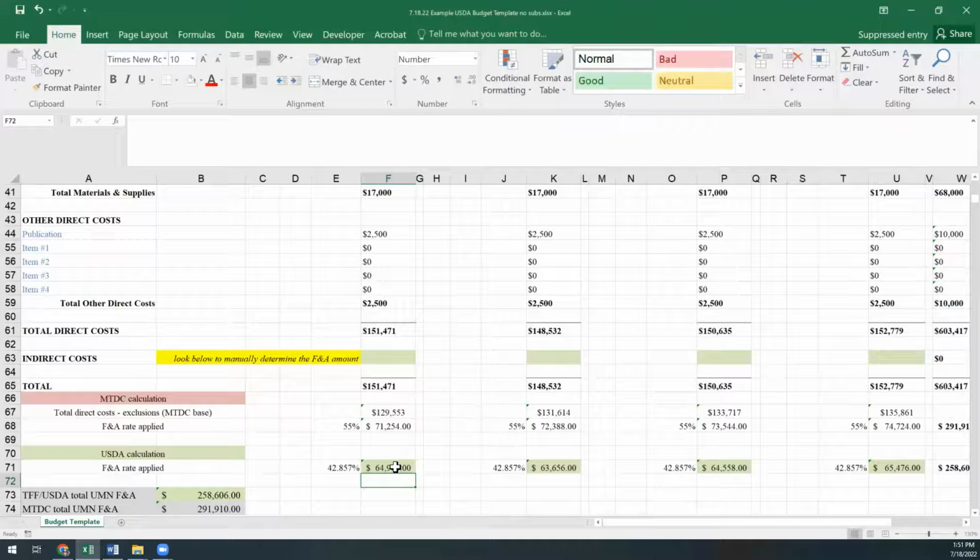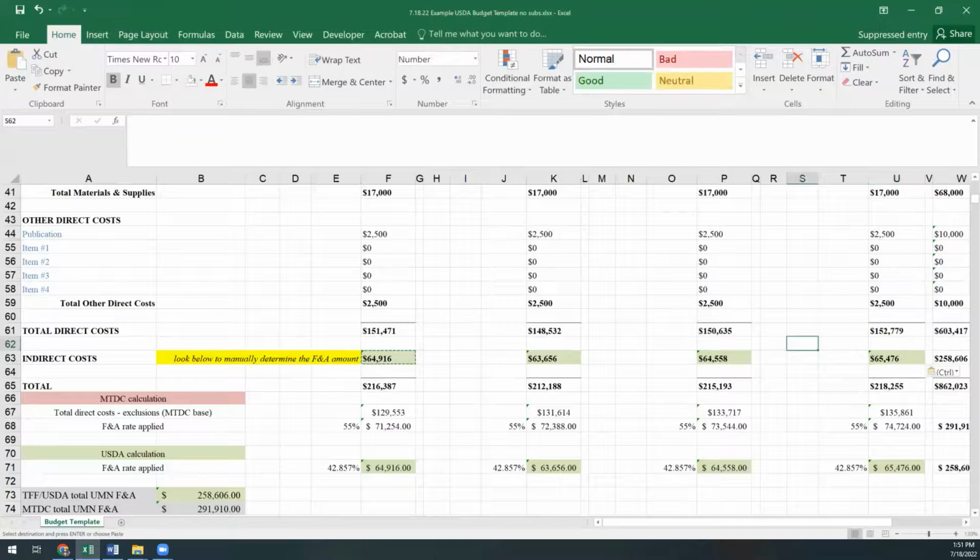The next step is to take whatever is highlighted in green and insert it in row 63. This will be the job of you, the PI or the researcher. You will have to take a look below at what the template has produced for you, and whichever one highlights in green, you'll want to make sure that you enter here on top. That is how you will know which F&A rate to use and which one you can incorporate into your budget when you're doing your planning.